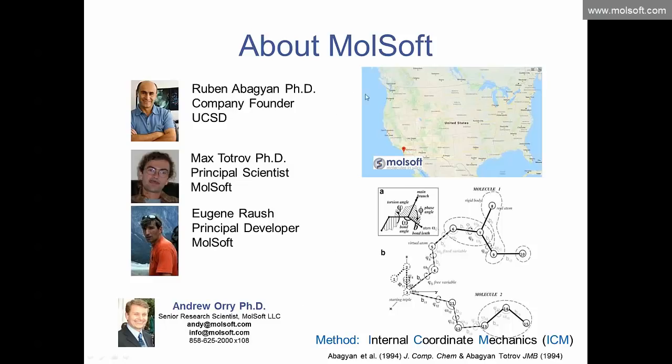Just a bit about Molsoft. We're based in San Diego, California, hence some of you, the time zone's a bit not helpful for this webinar. It's early in the morning, but we're in San Diego. The company was founded by Ruben Abagyan, who's a professor at UCSD. Max is our principal scientist, and Eugene is our principal developer. All our software is called ICM. You may be wondering what ICM stands for. It stands for Internal Coordinate Mechanics, and you can read the classic papers in 1994 by Ruben and Max on the method that we use. We use internal coordinates rather than Cartesian coordinates.